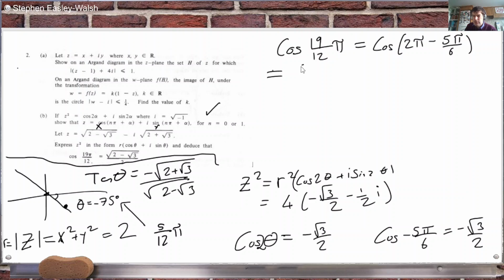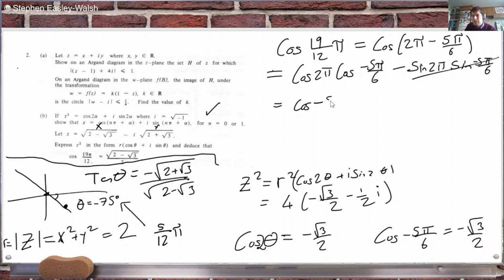So that's cos A cos B minus sine A sine B, but sine 2 pi is 0 and cos 2 pi is 1. So that's just equal to cos minus 5 pi over 6. But that's minus root 3 over 2.